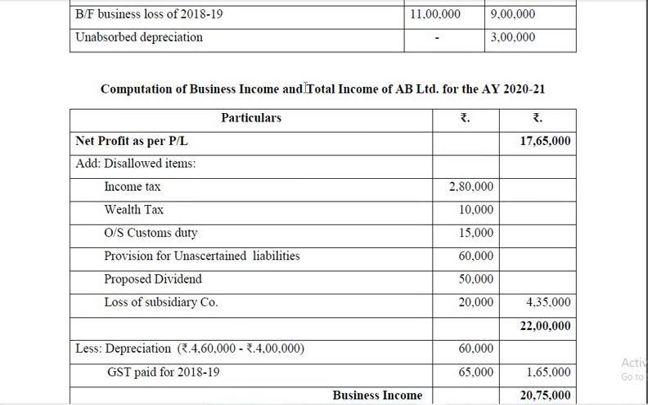And here only one head of income is there, business income. There are no other heads of income: income from house property is not there, income from business is there, whereas capital gains are not there, income from other sources is also not there. So total business income itself is the gross total income as well as total income. Okay, so let us confine ourselves to computation of business income.